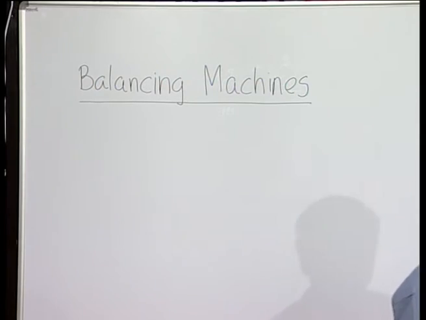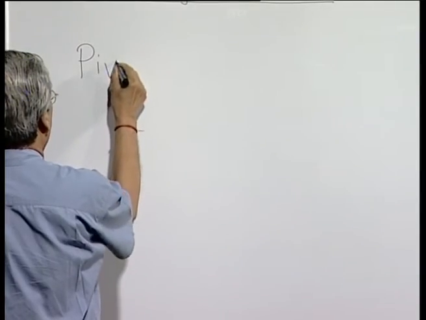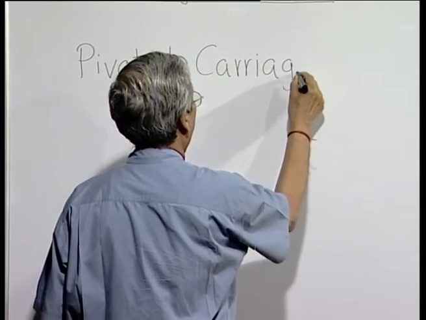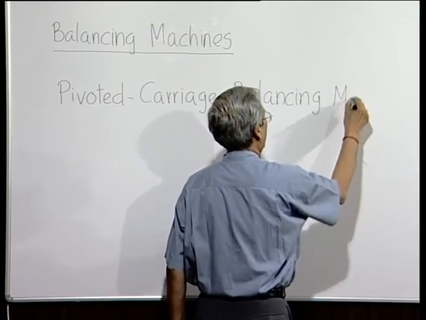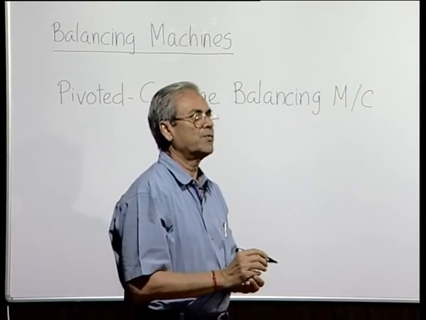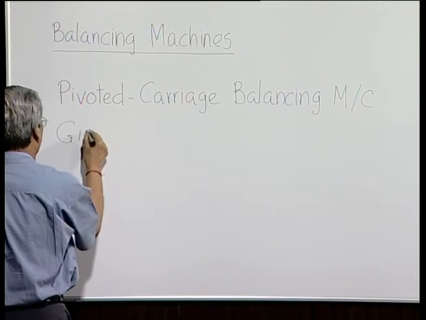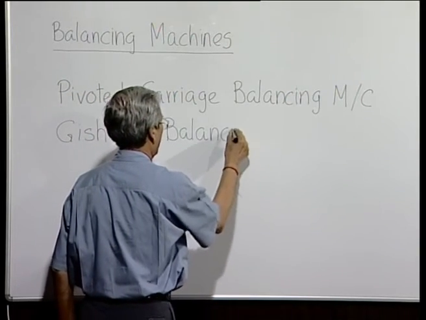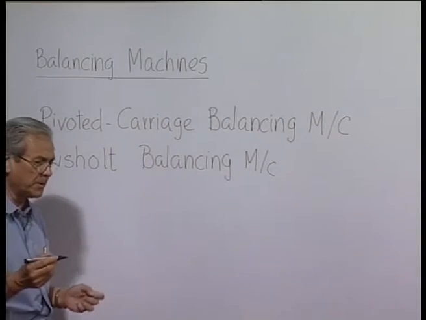We will take up two types of machines, one a very simple and rather crude version, which is called the pivoted carriage machine. The other is slightly more sophisticated and provides better accuracy, and that is called the Ghosh balancing machine. The basic principles are very similar.